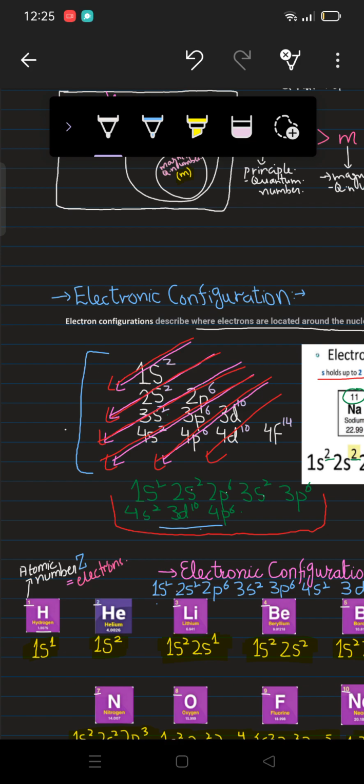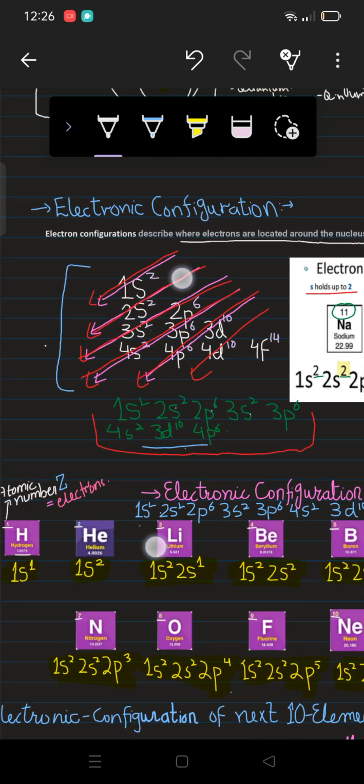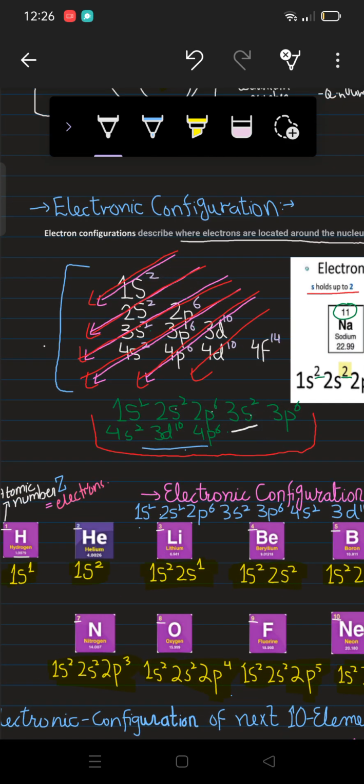Then in the third shell we have three subshells, 3s 3p 3d. S holds 2 electrons, p holds 6 electrons, however d holds 10 electrons. Then last but not the least was the fourth shell, in which there are four subshells present: 4s2, 4p6, 4d10, and 4f14. Alright, so this was our general term in which electrons would be going.